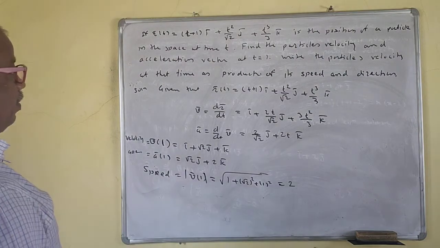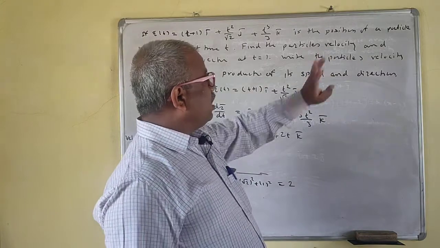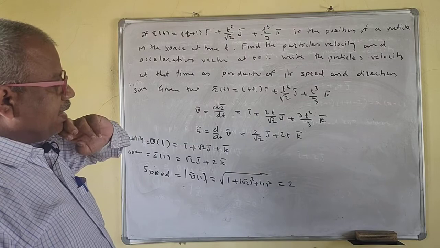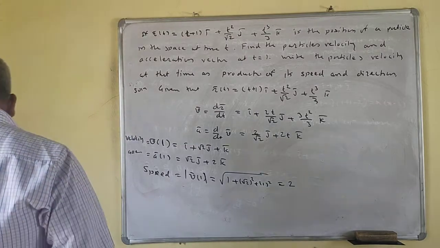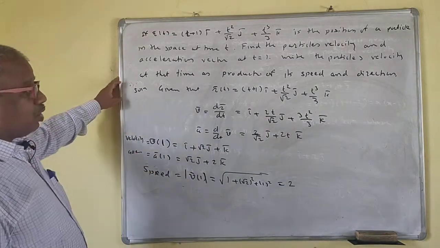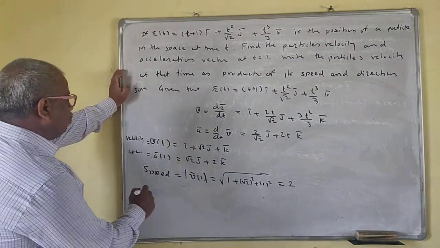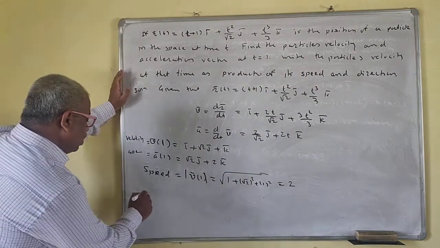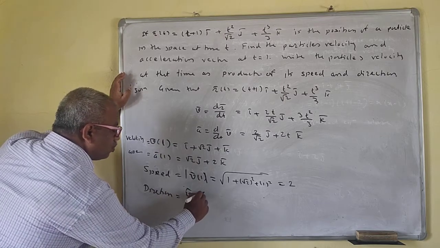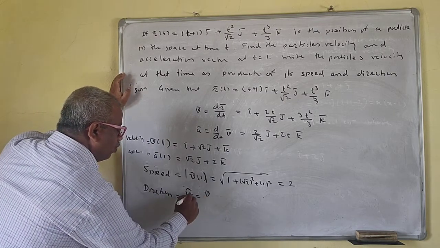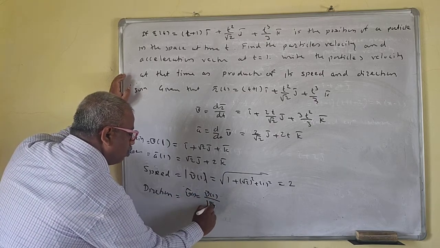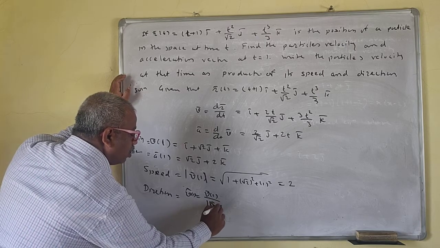Okay, so we can write the particle velocity at that time as the product of the speed and the direction. Particle velocity is v bar at 1. Now you need to find the direction. The direction is equal to v cap at 1, that is v bar of 1 upon mod of v bar at 1.